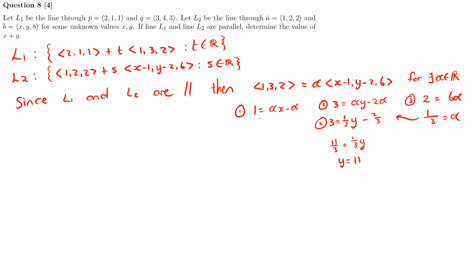And then if we substitute our alpha into this one, into 1, we have 1 over 3x minus 1 over 3. So if we say 1 plus 1 over 3, we actually have 4 over 3 is equal to x over 3. So x is equal to 4. Thus, x plus y is equal to 11 plus 4, which is 15.